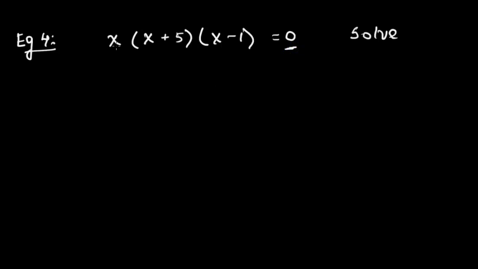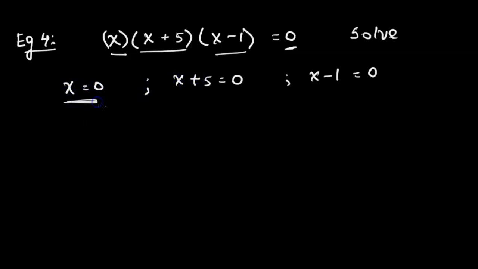Now, once we have three brackets equal to 0, we would just put one bracket equal to 0 at a time and solve for x. So here x equal to 0 is directly an answer. X plus 5 equal to 0 means x equal to negative 5. X minus 1 equal to 0 means x is equal to 1. We notice here that we get 3 x values because it's a degree 3 polynomial.